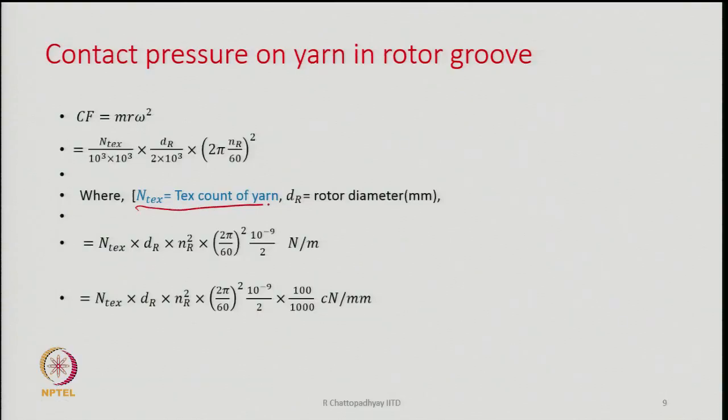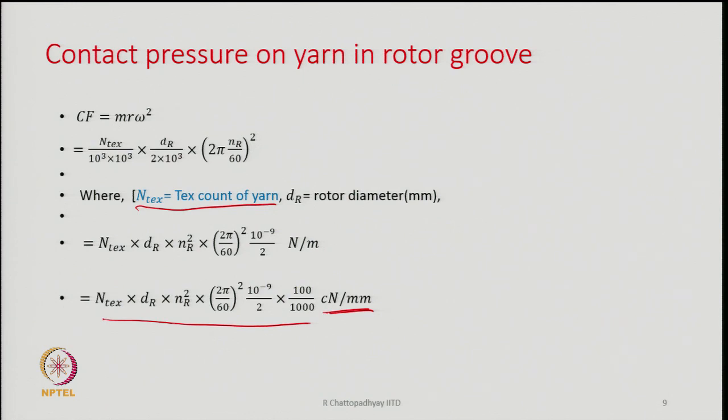And if I want to use the tex count, then also we can do it. These are the same equations. Now the yarn count has been chosen in terms of tex, and we can find out the final equation. The unit is centinewton per millimeter. So, contact pressure or contact force in the rotor groove can be worked out.